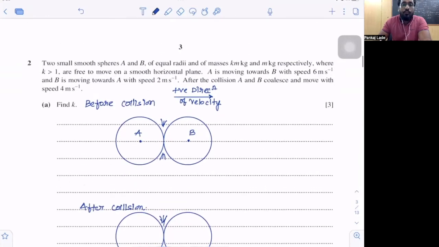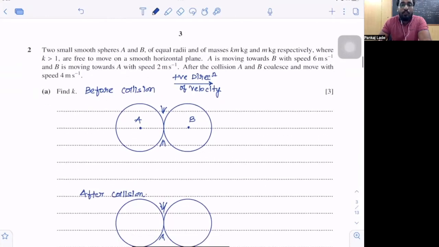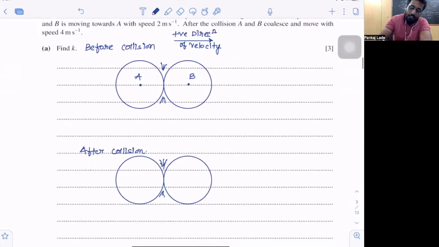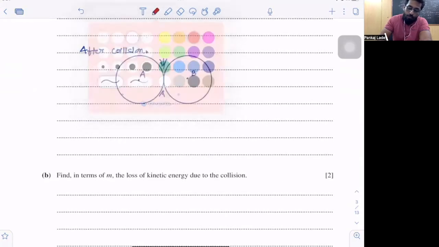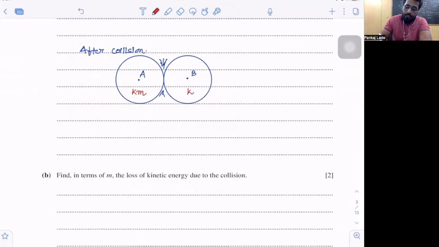What's the mass of sphere A given to us? It's K times M, so Km kg. So mass of A is Km and mass of B is M kg. So I'll write very quickly in the second diagram as well. That's sphere A, that's sphere B. Mass of sphere A is Km, mass of sphere B is M.